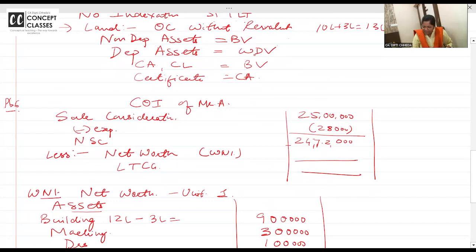12,50,625 is what I'm writing here as the net worth, all my cost. So what is my capital gain coming to? 17,21,375. Problem is over, for 8 marks. Ask, what doubt do you have?